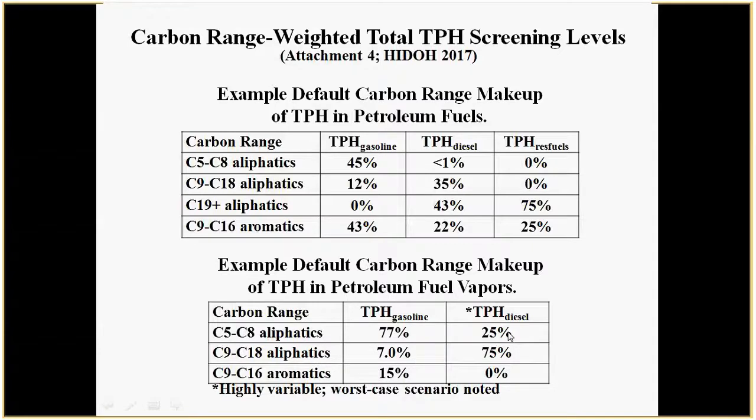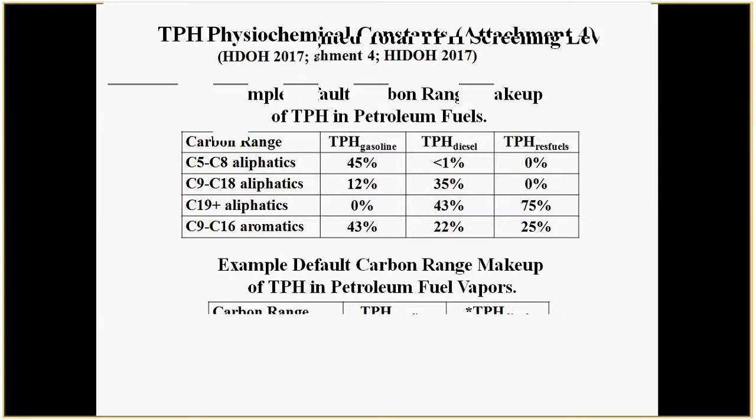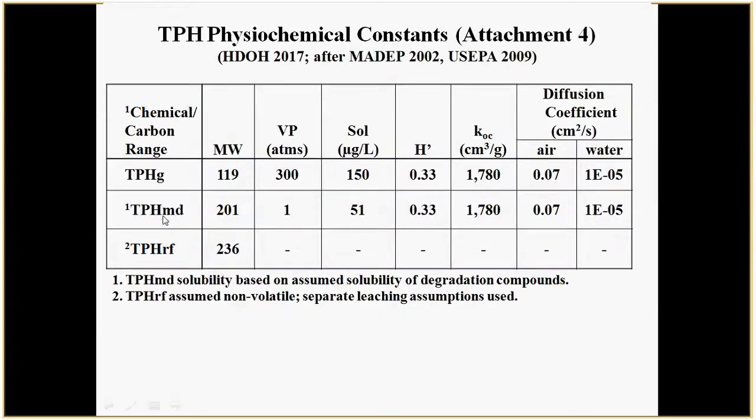Diesel fuel vapors tend to be dominated by C9 to C18 aliphatics, which, coincidentally, US EPA and a lot of agencies consider more toxic than lighter chain aliphatics. So again, we have these default carbon range makeups of fuels and of vapors. We can calculate a weighted toxicity factor for gasoline and diesel, weighted fate and transport parameters for these, and then we can calculate fuel-specific screening levels.